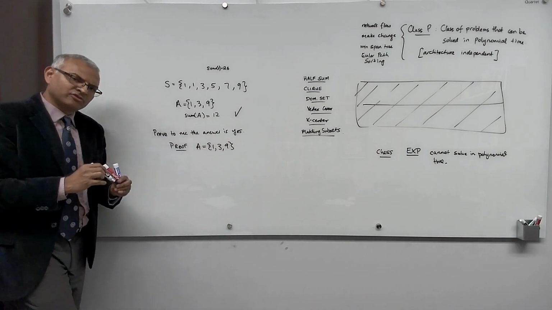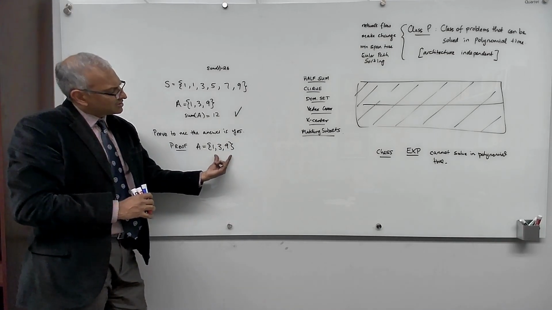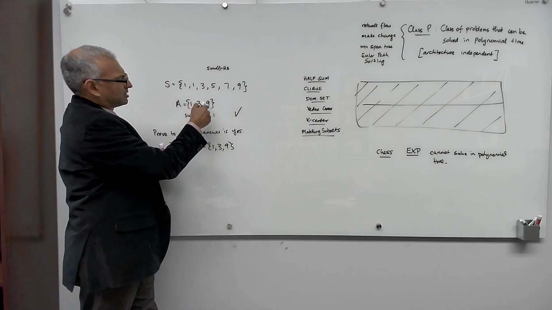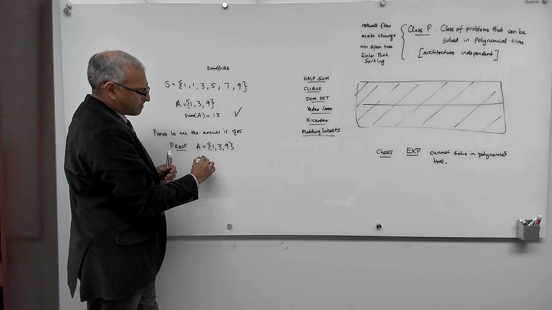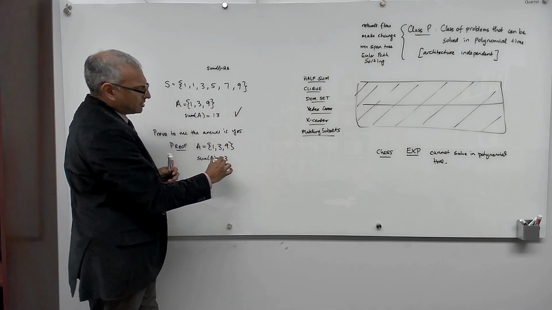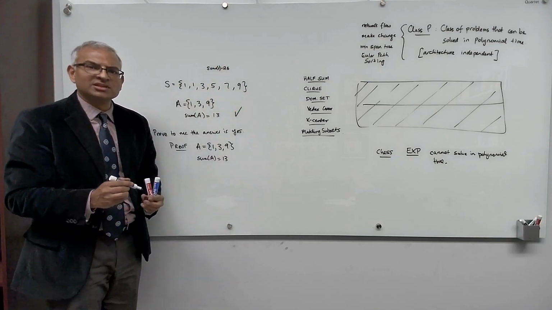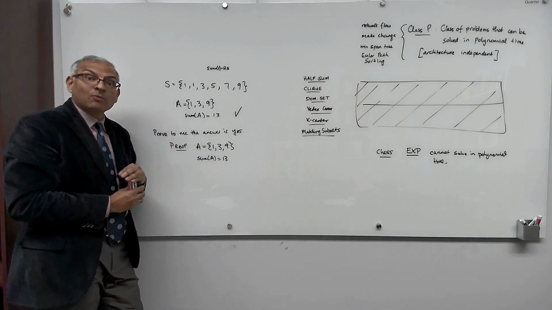I look at this proof and I say, okay, let me check your proof. So I add up all the elements in A. The sum is 13. Then I add up all the elements in S, and it's 26. I check that 13 is half of 26, and I say, okay, yes, you're right. Your proof works.